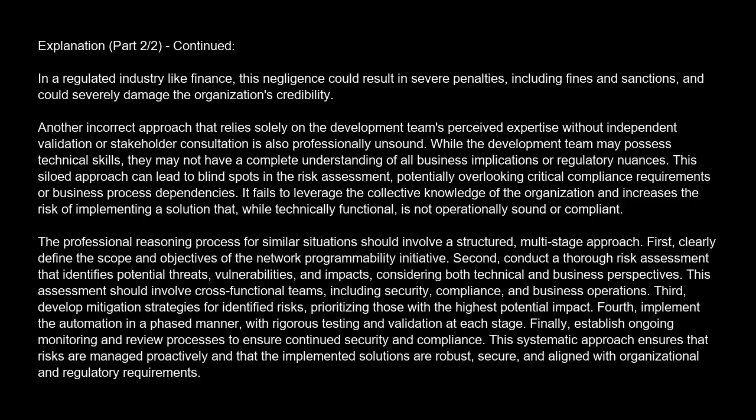The professional reasoning process for similar situations should involve a structured, multi-stage approach. First, clearly define the scope and objectives of the network programmability initiative. Second, conduct a thorough risk assessment that identifies potential threats, vulnerabilities, and impacts, considering both technical and business perspectives. This assessment should involve cross-functional teams, including security, compliance, and business operations. Third, develop mitigation strategies for identified risks, prioritizing those with the highest potential impact. Fourth, implement the automation in a phased manner, with rigorous testing and validation at each stage. Finally, establish ongoing monitoring and review processes to ensure continued security and compliance.